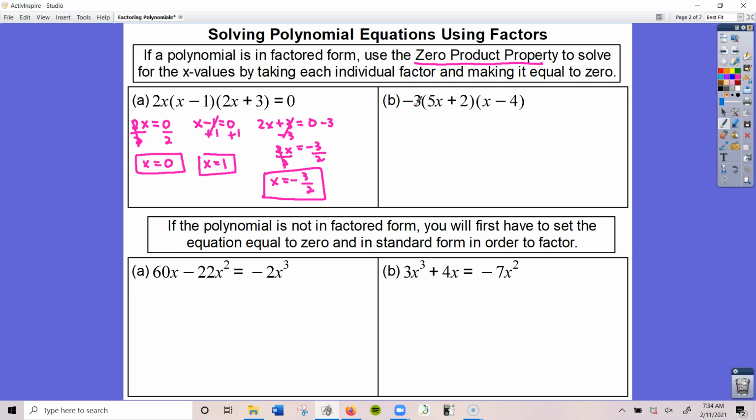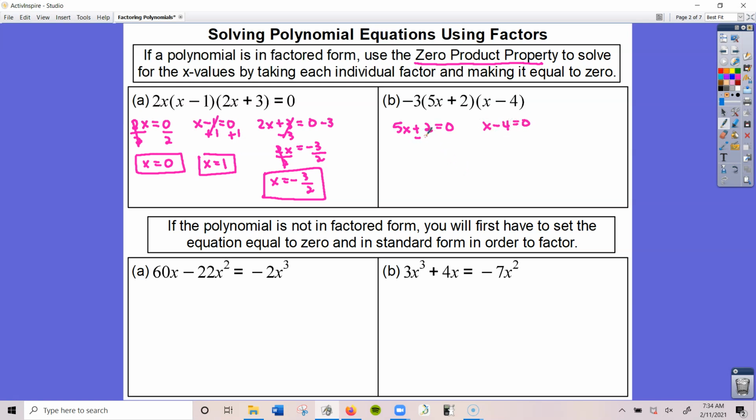For this next one, we have negative 3 times 5x plus 2 times x minus 4. Remember that we are only going to take the factors that contain x and make them equal to 0. This negative 3 is not going to affect our answers, so we just ignore it when we're solving. We're only taking the factors that have an x. So 5x plus 2 is equal to 0, and x minus 4 is equal to 0.